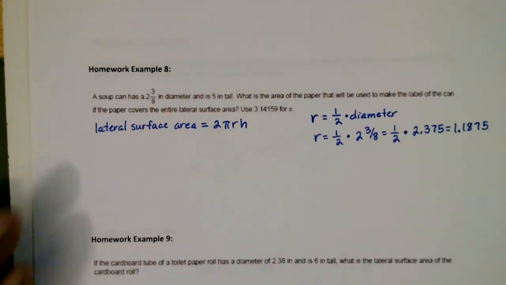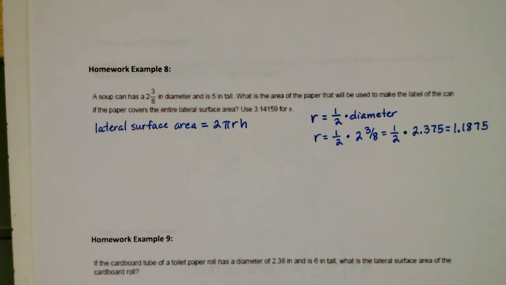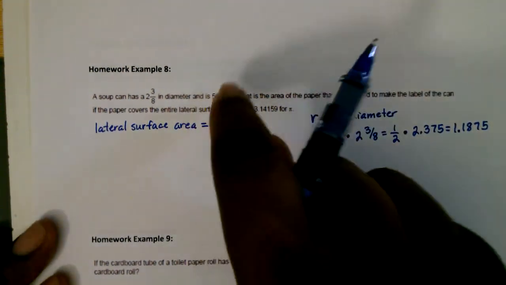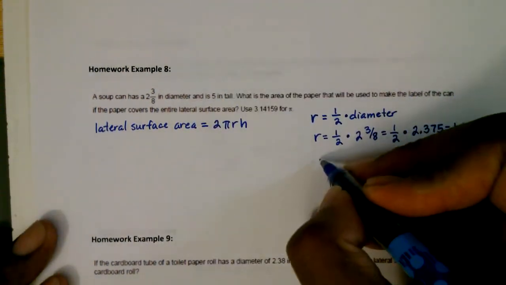The lateral surface area calls for the length of the radius, and I know the diameter. So to find the radius, you have to take 1/2 the diameter. So my radius is going to be 1.1875. And of course, the height was 5 inches tall. That's your height.